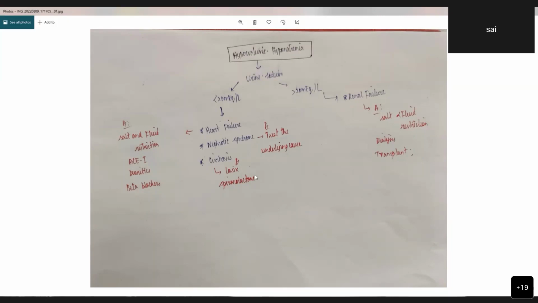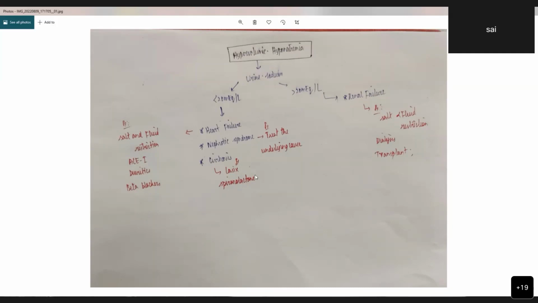In CVS, the manifestations are seen only when the serum sodium is less than 100 milliequivalent per liter, and it will cause hypertension and bradycardia, increased blood flow to the liver and heart, and decreased blood flow to the muscle. In the musculoskeletal system, muscle cramps will occur and weakness due to strenuous exercises, and in the gastrointestinal tract, it will cause anorexia, vomiting, and diarrhea.